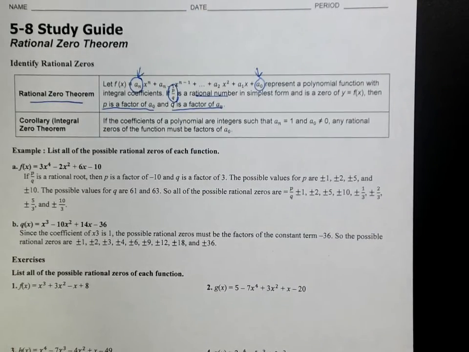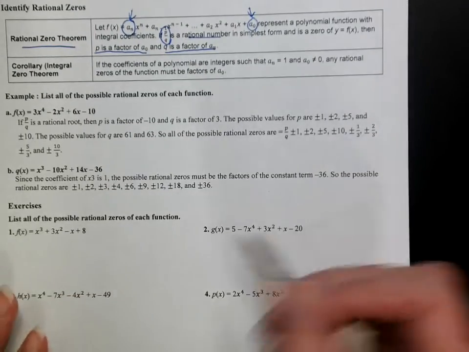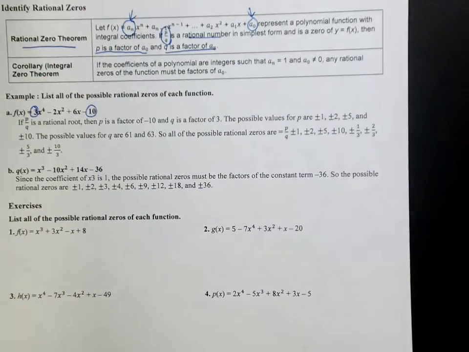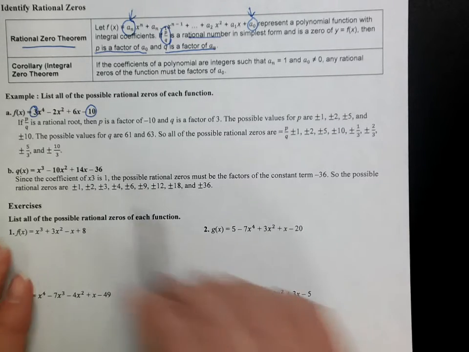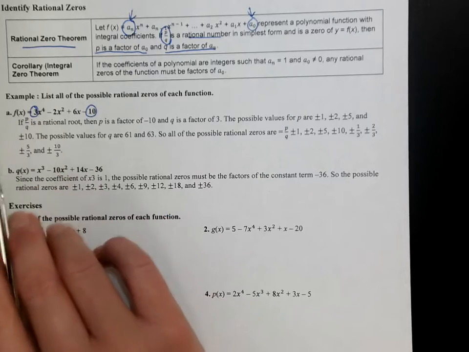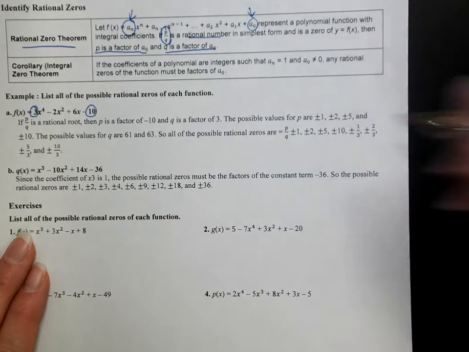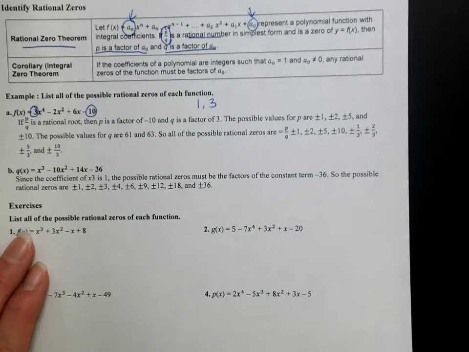So again, I just said that, and that meant absolutely nothing to you. Here's an example worked out. Looking at this, I have a 3 in the front and a 10 in the back. Again, it's in standard form. So I list out all the possible factors of the first number. What are all your factors of 3? Your factors of 3 are 1 and 3, right? Those are the only possible factors of 3.